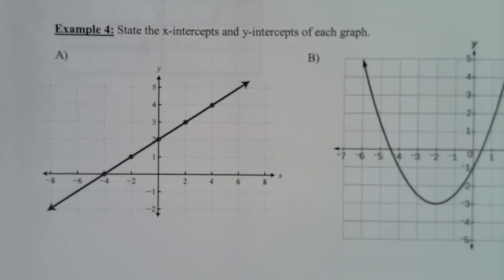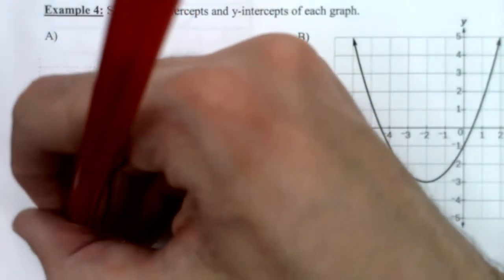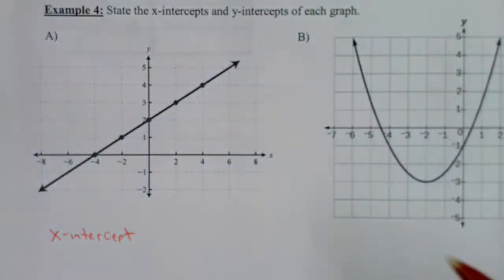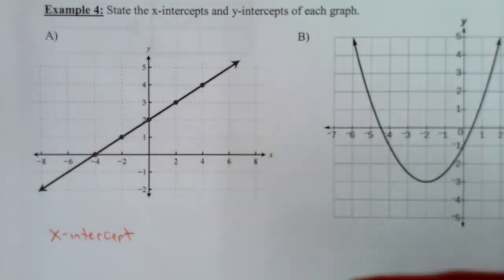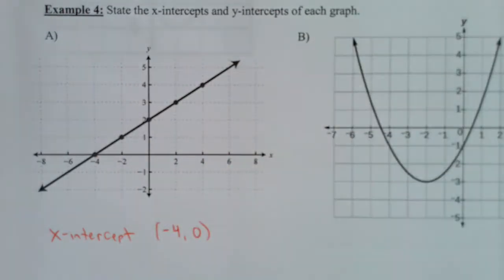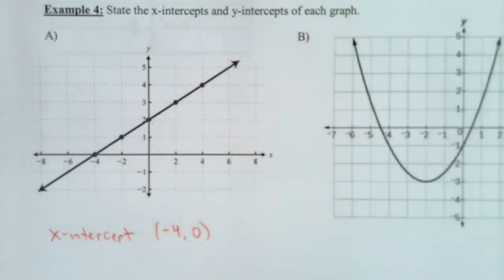Example 4, state the X and Y-intercepts. So 4a, the X-intercept. We want to make sure we write these the right way now. The X-intercept is right there, and you're going to write that as an ordered pair, so -4 parentheses 0. The Y-intercept is right there. Write that as an ordered pair, 0, 2.